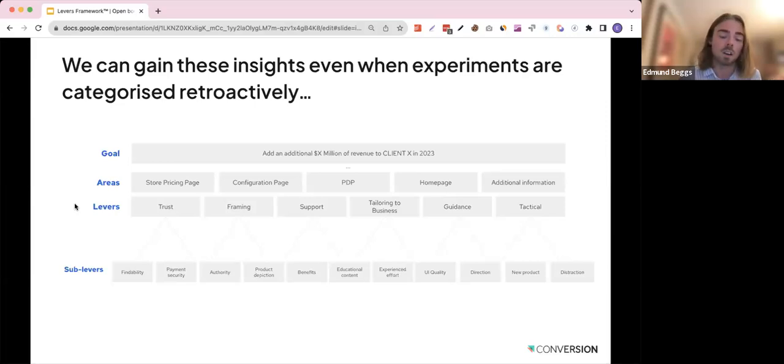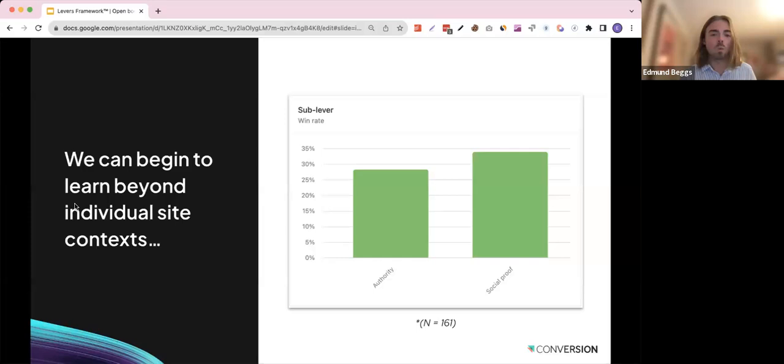And in this example, taken from a client program, I believe they hit their annual revenue goal in the first quarter after recategorizing their experiments. They just found so many missed opportunities, such interesting insights from their recategorization process. So it's definitely never too late to start on this. We can also start to generate, when we have multiple kinds of sites across different industries, these macro level insights, which can be really interesting.